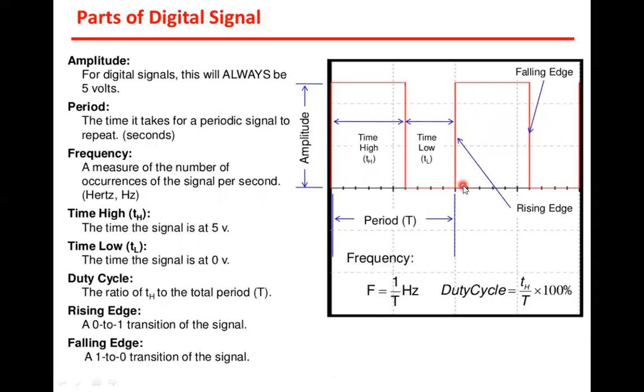What is a rising edge? From 0 to 1. The transition of the signal is called a rising edge. A falling edge will be from 1 to 0. So from 1 to 0 is a transition of the signal, and it can be called a falling edge.